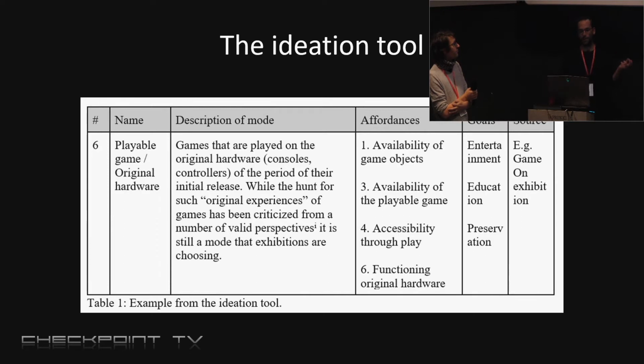So we have been trying to formulate something like that, and so far it is taking the shape of a table where we talk about different modes of presentation, for example, here, the playable game. We describe that mode. We talk about what kind of affordances a game should have in order to be able to exhibit that mode, which games, with which goals for a museum this mode of exhibition meets, and where we have found it. I'm just showing this to you right now so that you have an idea where we're going when we take a closer look at these individual parts.